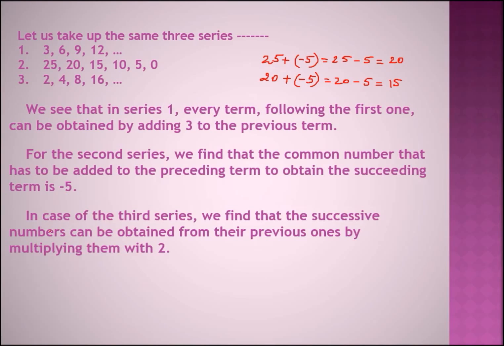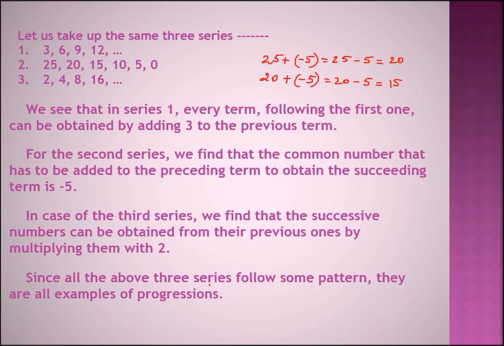Now coming to the third series. In case of the third series, we find that the successive numbers can be obtained from their previous ones by multiplying them with 2. You see, 2 when multiplied by 2 will give us 4. 4 multiplied by 2 will give us 8, and 8 times 2 is 16. 16 times 2 will give us 32. So 32 will be the fifth term of the series. We do not have any number that, when added, will give us the next term of this series.